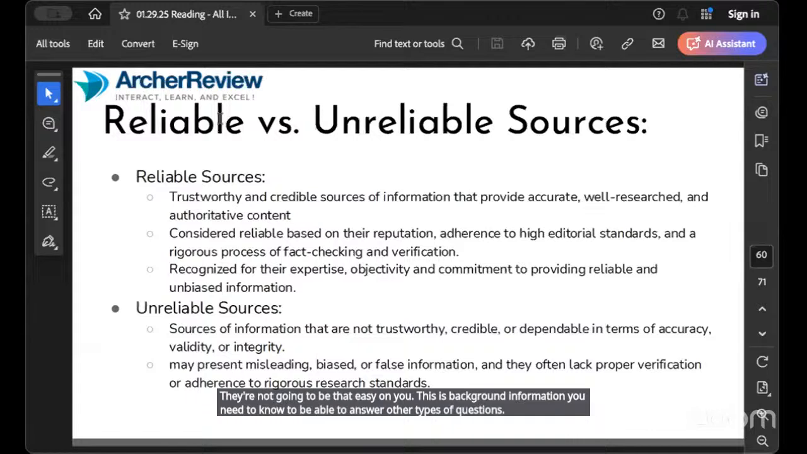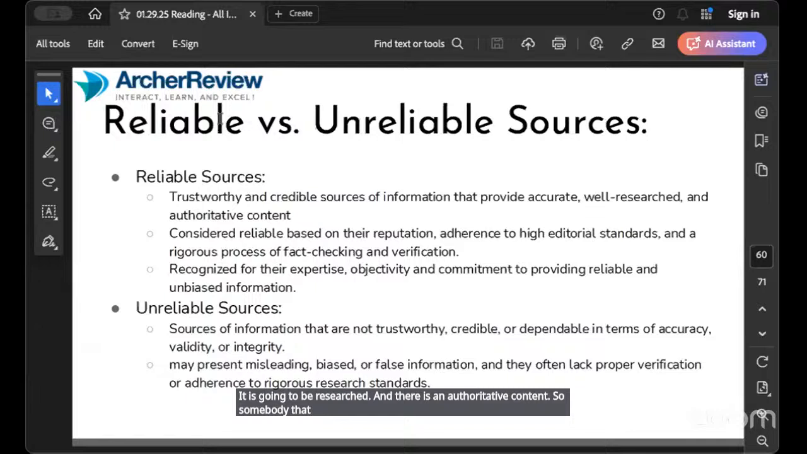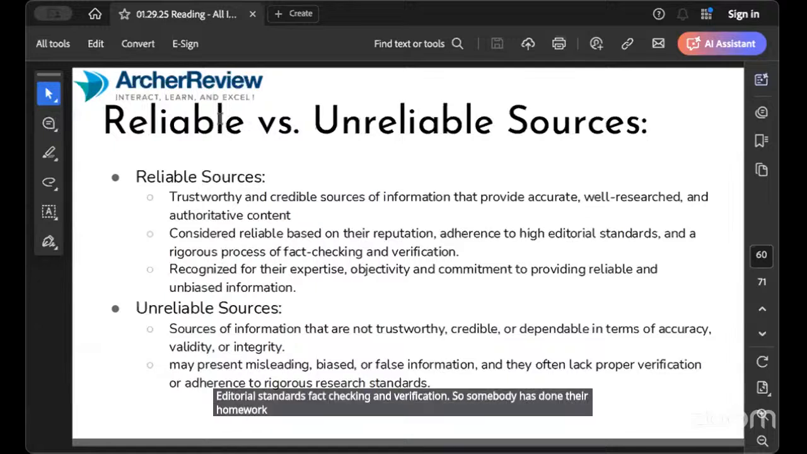So, reliable sources, those are going to be trustworthy. They're going to be credible. They are going to provide you with information that is accurate. It is going to be researched. And there's authoritative content. So somebody that is an expert on this will have a voice. Now, they are considered reliable because they are based on their reputation, editorial standards, fact checking, and verification. So somebody has done their homework and they have checked behind themselves.